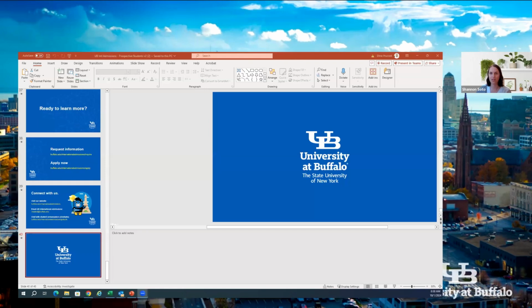Okay, great. Is there a minimum age required? Does a student have to be a certain age to be able to study at UB? Yeah, they should be 17 by the time they enter. Okay, 17, all right.